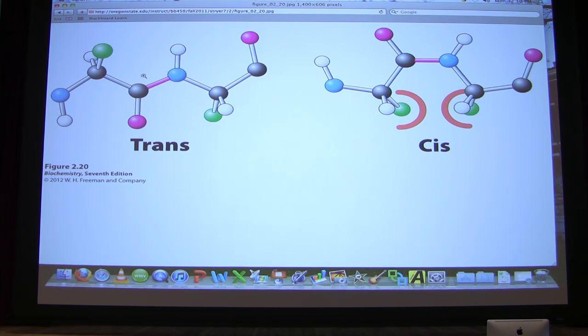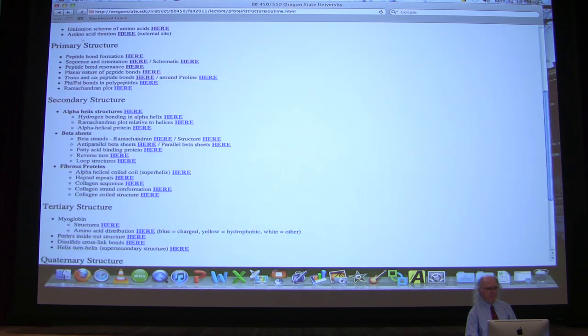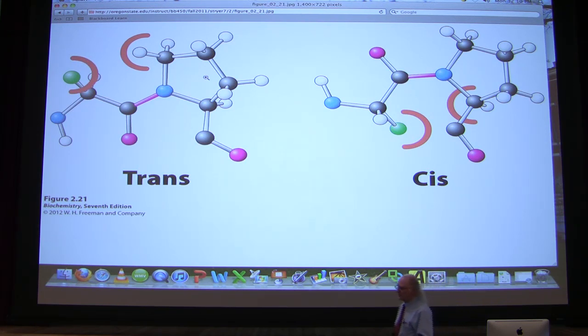At least 99.999% of the time, we see the trans configuration favored, not the cis configuration. We do occasionally see the cis. Okay? Now, one of the amino acids actually favors, at least relatively favors, the cis configuration. It's the amino acid called proline.